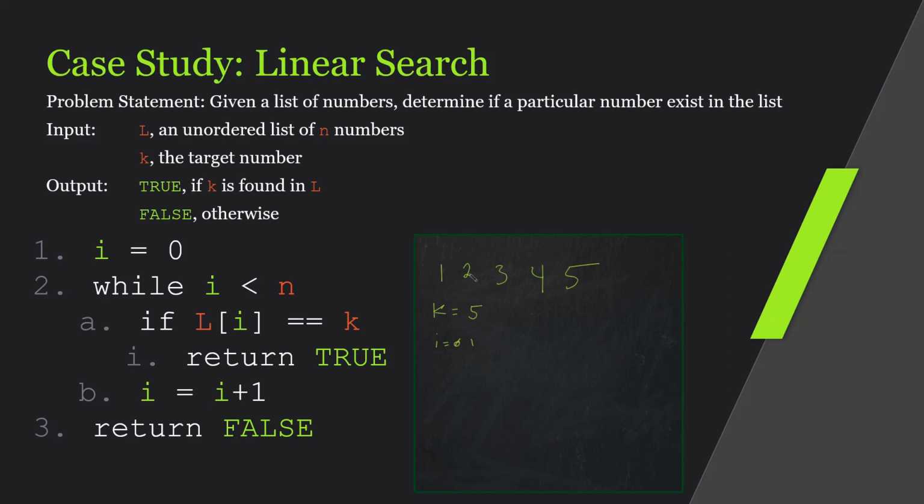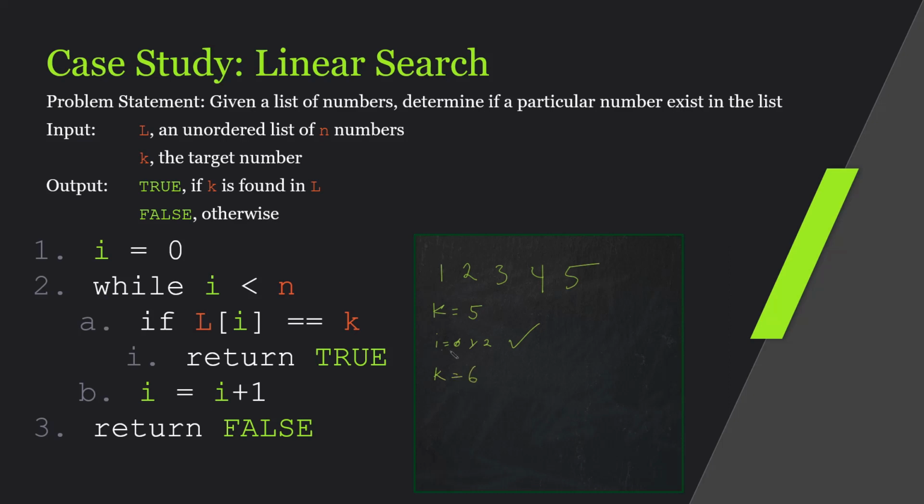And so that means we're going to be checking, is 2 equal to k? It's not. So we're going to increment to 2. And we're going to keep checking until we get to the last element where 5 is equal to 5. And so we're going to return true. So that works. So now let's say k is 6, meaning we should return false.